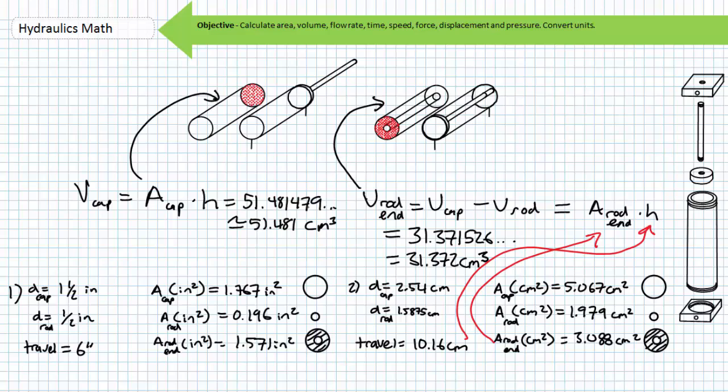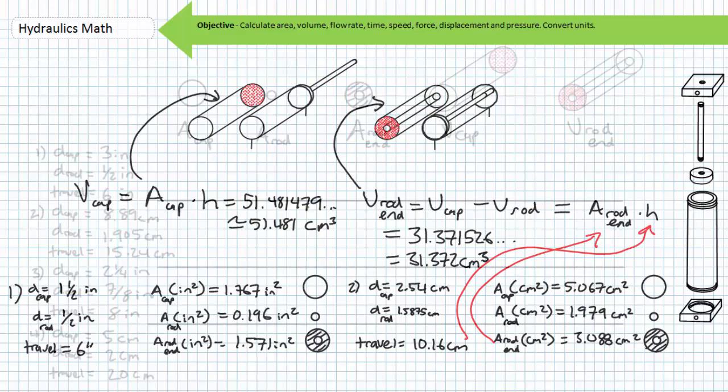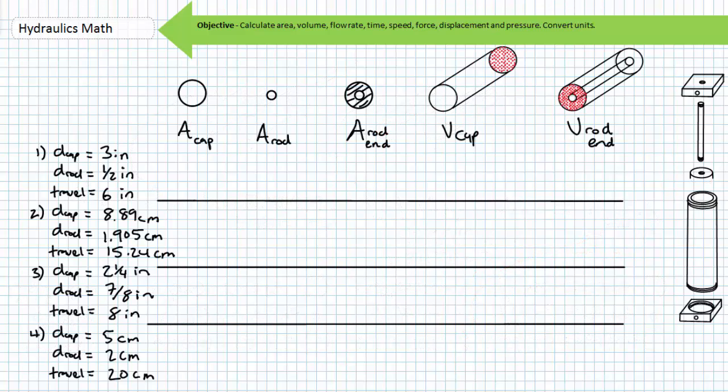You'll be happy to know that functional areas and volumes for all hydraulic cylinders are always calculated in this same manner, and I am not going to bait and switch you. Learn how to do so efficiently and effectively today, and the rest of the hydraulics playlist will be very easy. In this spirit, here are a couple example problems that make use of these techniques.